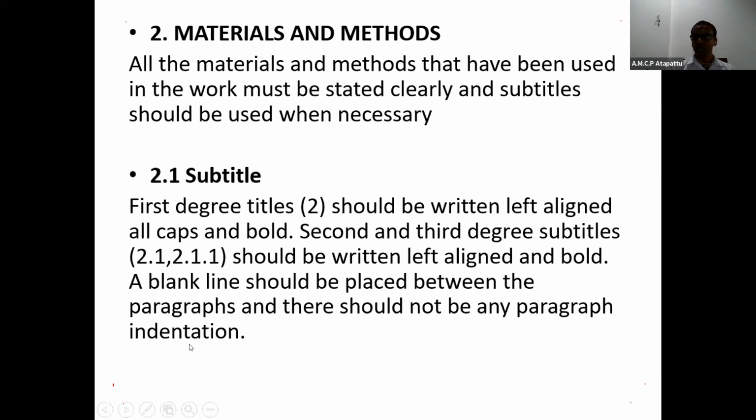Indentation is not required. No need to keep some space when you are starting your paragraph. You can start from the left side. But some researchers are using indentation. If so, what should the indentation be? One tab or five spaces. If you want to keep the indentation, one tab is okay. Otherwise, no need, start from the left side. No need for indentation.